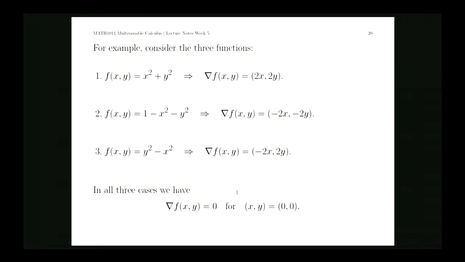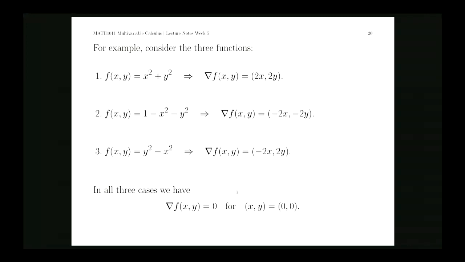A very simple one. Let's look at these three surfaces. z is x squared plus y squared, z is 1 minus x squared minus y squared, and z equals y squared minus x squared. If I find the gradient vector of all three, for the first one I do partial f partial x, partial f partial y, that's just 2x and 2y. The second one you get minus 2x and minus 2y, and the third one you get minus 2x and plus 2y.